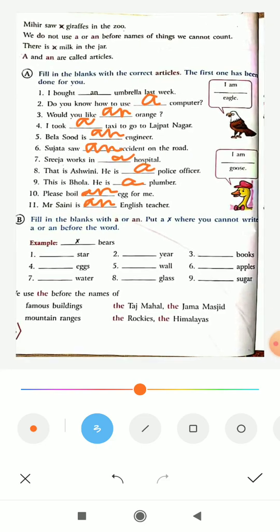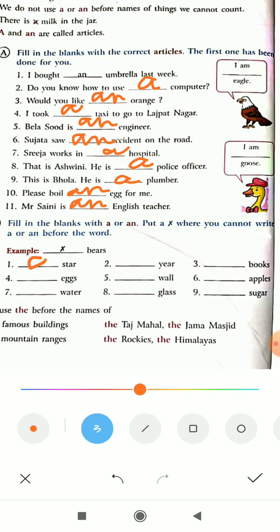Now you have been given some words and you have to use a or an before them. And where a or an is not required, you will make a cross before them. Like star, you can write a star. Look at this, a star. Eggs is a plural word, so we will not use a or an. Water cannot be counted, make a cross. Year, the y sound is pronounced when we pronounce year, so we will use a here.